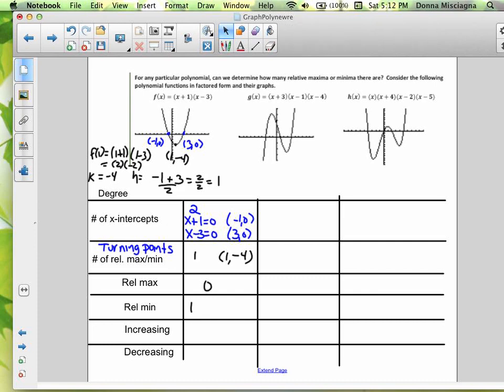And that is a relative minimum. Before we go to increasing and decreasing, let's backtrack and go back to degree. So how many x-intercepts do we have? Remember, the number of solutions equals our degree. We have 2 solutions. There obviously are no complex solutions. This is already factored. And so this is degree 2.